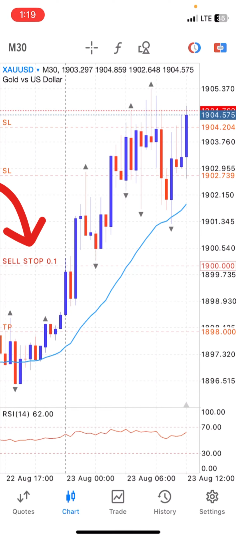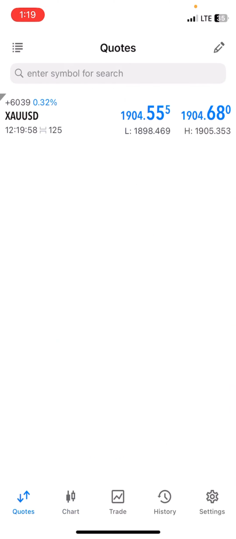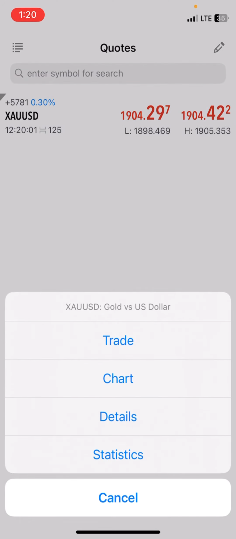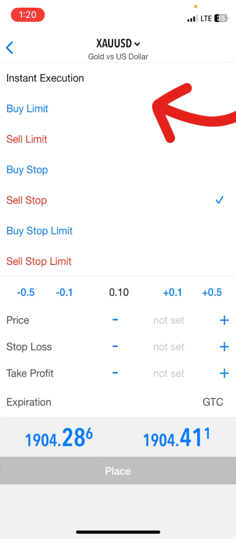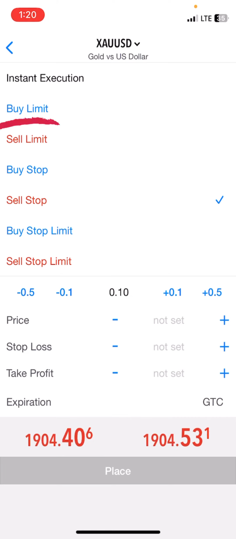The same thing goes for buy stop. You go to quotes, tap on the preferred currency pair, you click on trade. Up here you see the preferred one you're looking out to set your stop at. You have the buy limit, you have the sell limit, you have the buy stop, you have the sell stop.